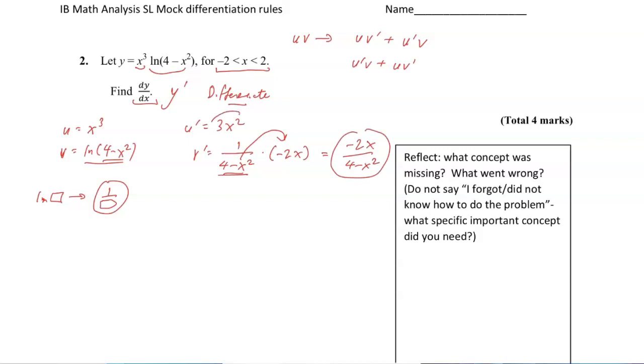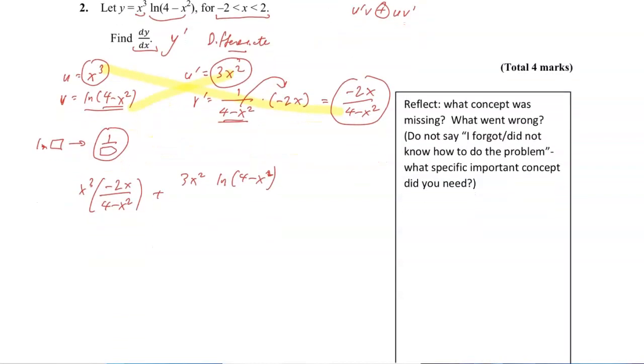Okay, so we got this, and we got these two. And then we're just going to do product rule, which means we're going to multiply these across from each other and we're going to add them together. So we'll have x cubed times negative 2x over 4 minus x squared, and then we'll have 3x squared times natural log of 4 minus x squared. And we could simplify a little bit because if you look here, the numerators here, we can combine those. We could have negative 2x to the 4th divided by 4 minus x squared. And then this one here, we can't really do anything with that. We just copy it here. Okay.